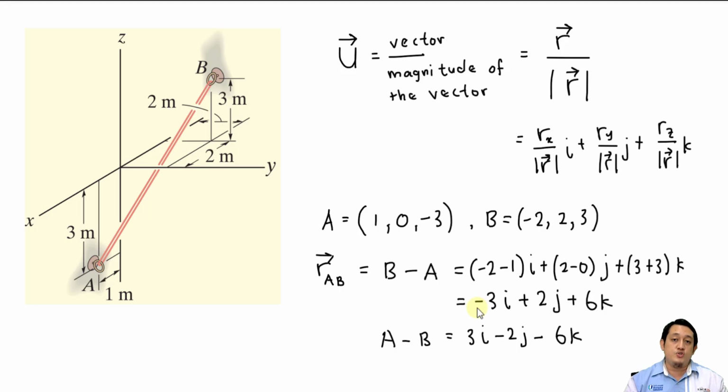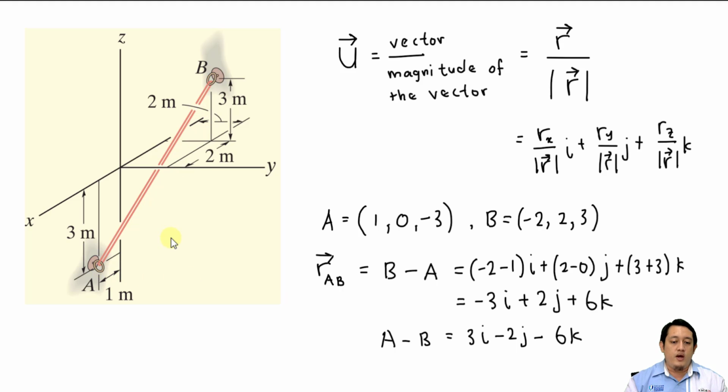Okay. So if you look closely here, the difference between B minus A and also A minus B is the positive and also negative. If this one is negative 3, this one becomes positive. This one positive 2 becomes negative 2. If this one is positive 6, this one becomes negative 6. That's the only difference. But this thing and this thing is totally different things. Okay, why? So first of all, let's take a look at this one, the direction. Our direction is from A to B.